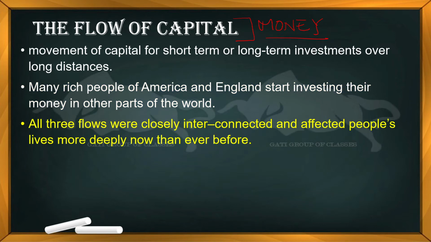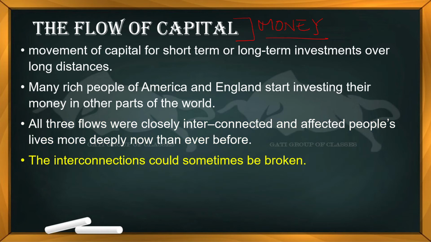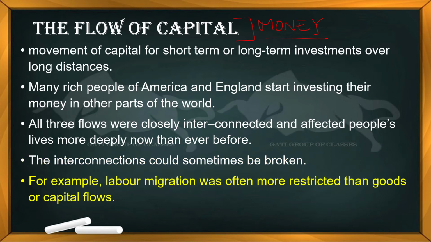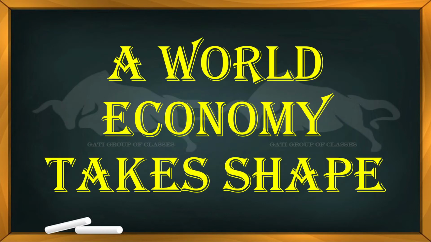All the flows are interconnected with each other, but sometimes one of the flows can be broken, such as labor migration. This is the most affected flow and can be broken anytime, because if the population is high in foreign countries, they will restrict people and not allow them to come into their country. But the other two flows, goods and capital, continue for everyone and at all times.